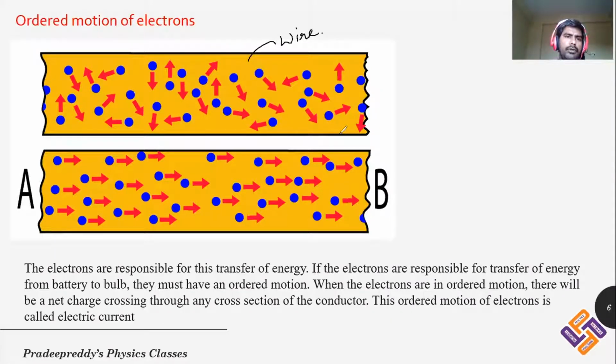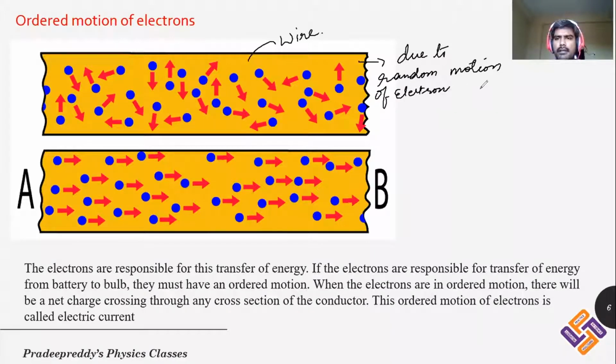As I already told you, if it is simply a wire, all electrons are moving randomly in different directions. So due to random motion of electrons, net current in it is 0.